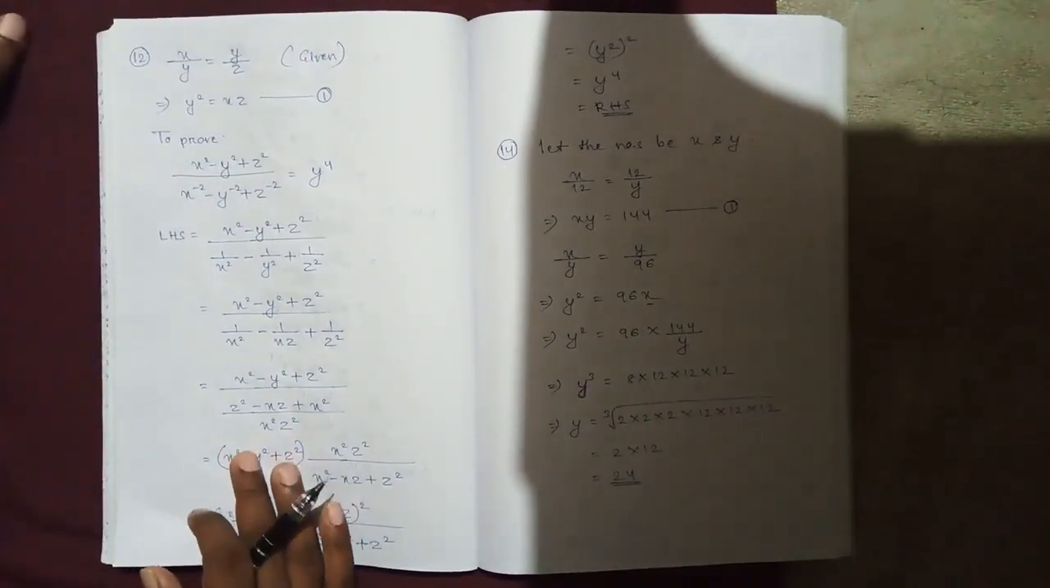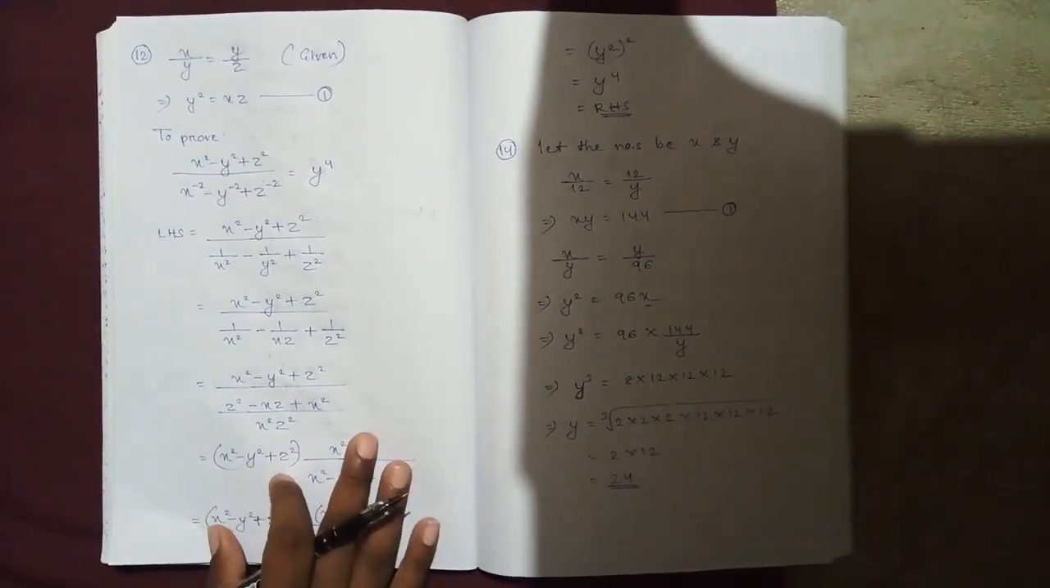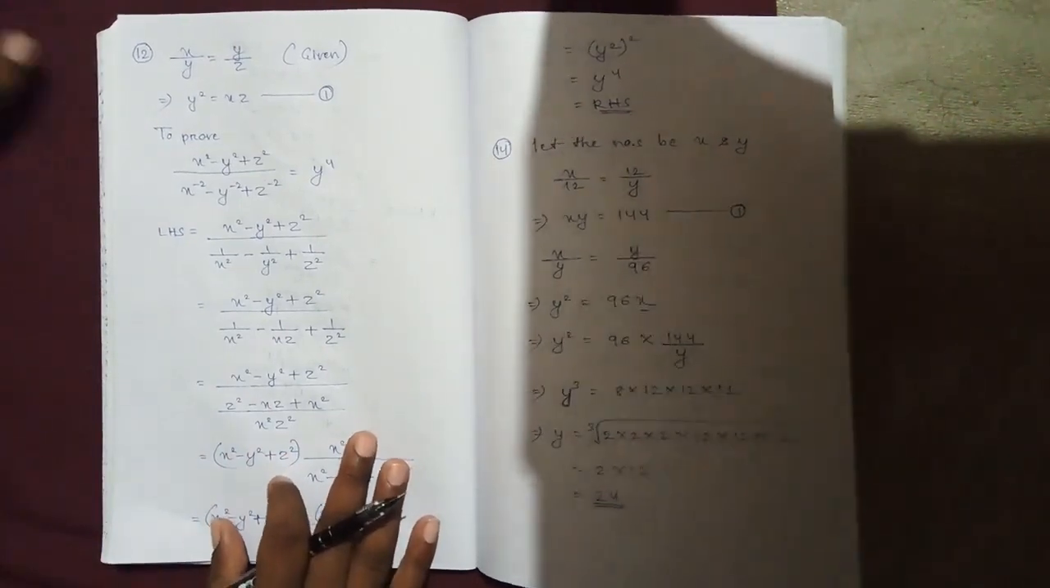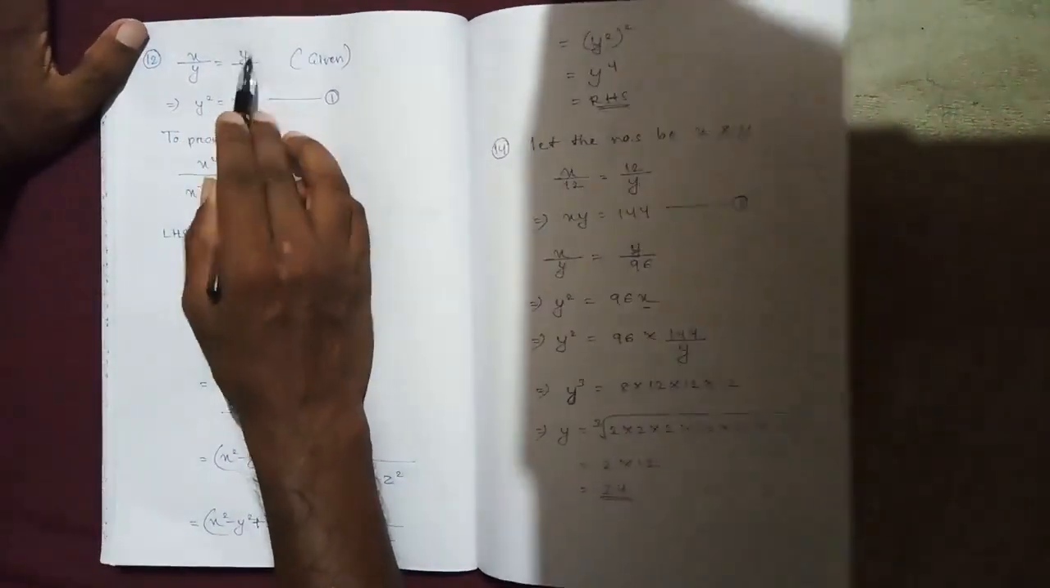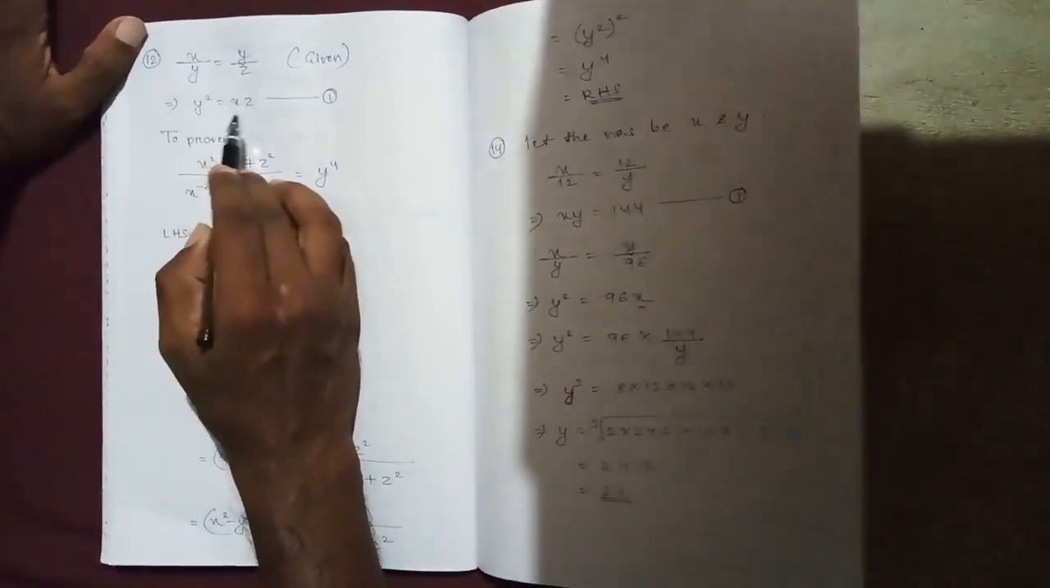Move to number 12. Number 12, if y is the mean proportional between x and z, means x by y is equal to y by z given. So definitely y square is equal to xz. We should not take k because it is continued proportion. Okay, it is continued proportion, so we will not take k.